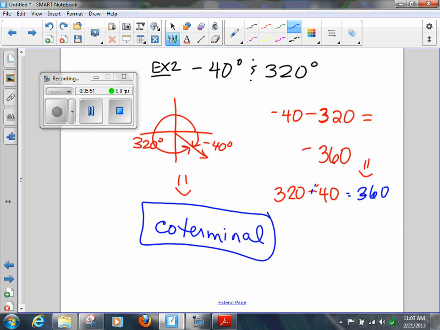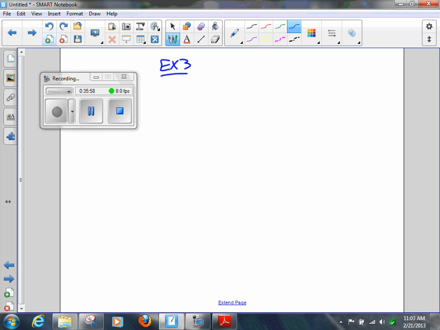How about this one? Hey, what would happen if when you subtract the numbers you get 285? Then it ain't coterminal. You're right. What if you subtract the numbers and you get 1? Then it ain't coterminal. And that is an acceptable answer on my test or quiz. It ain't coterminal.